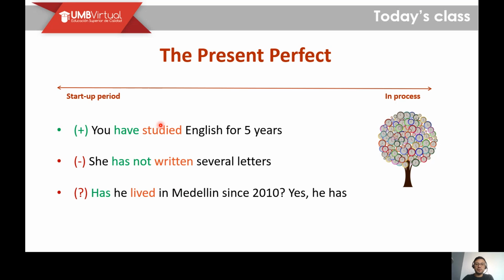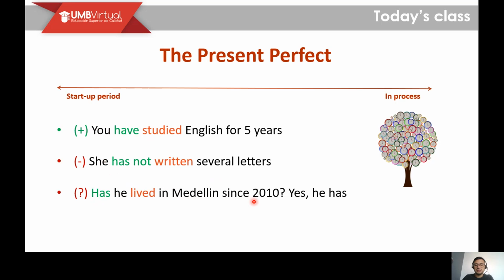So let's check the grammar for the present perfect first. We have the pronoun in here, you, she, he, or the name of the person. In this case, for example, Carlos has studied English for 5 years, like you have studied English for 5 years. Or she has not written several letters, like Maria has not written several letters. And in here we have to move the auxiliary, that in this case is the verb to have, according to the pronoun. Remember that for he, she, and it, we are using has. And for the rest, that is I, you, they, we, we are going to use have.